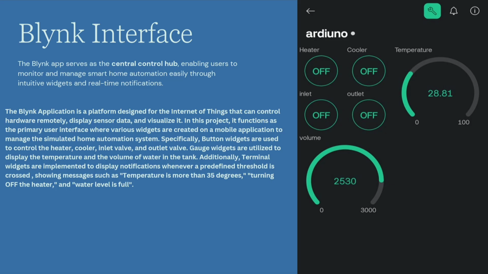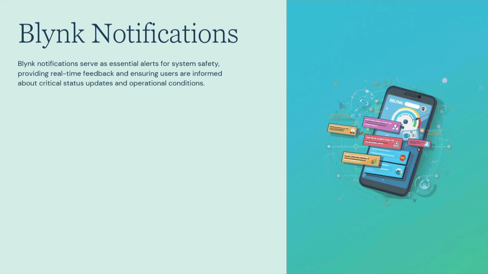The widgets also display notifications showing how much the temperature is. Whenever the temperature exceeds 35 degrees, it automatically turns off the heater, and whenever the tank is full, it also sends a message to the IoT Blynk app. The Blynk app is essential for alerting on system safety, providing real-time feedback and status updates of operating conditions. Here is the serial tank output.